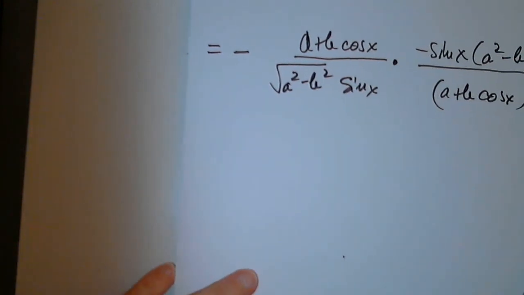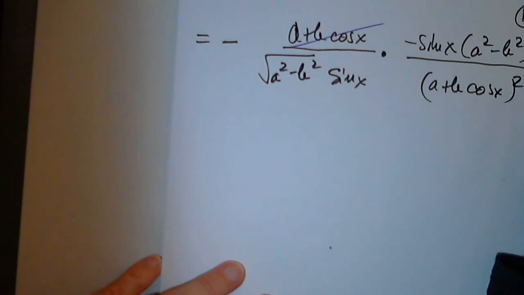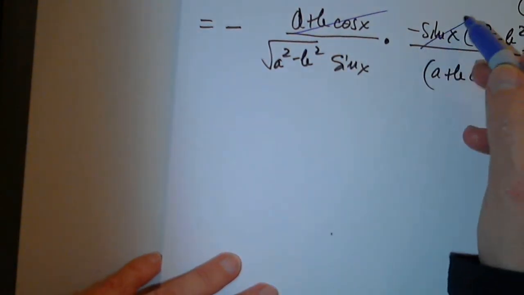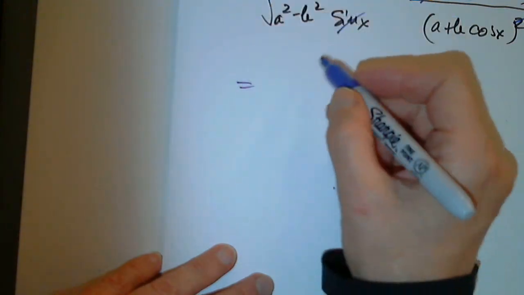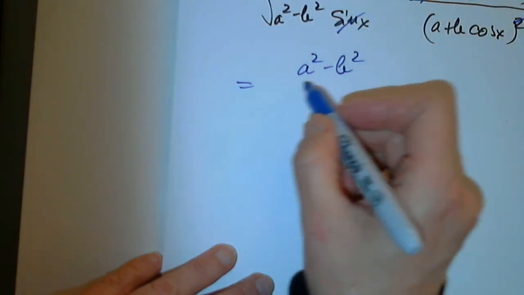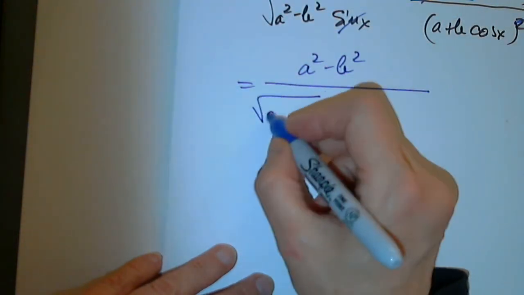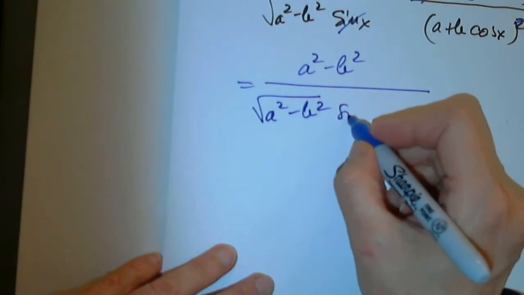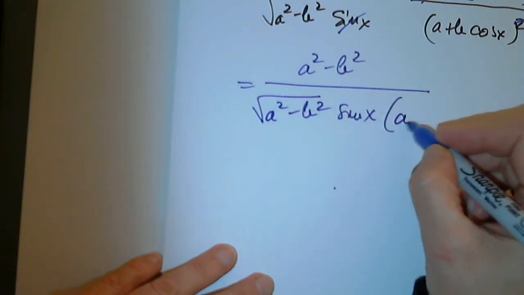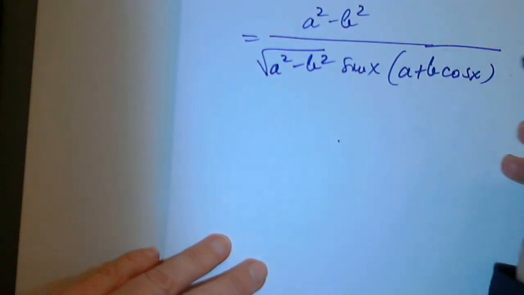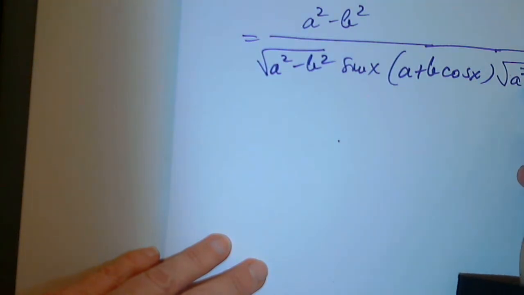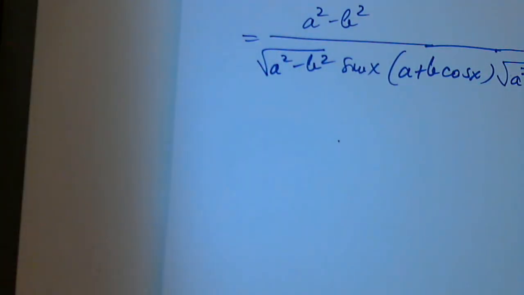And you can say, who cares? I agree. So 1 from here, a sine from here with a sine from here. So the negative with the negative. So this is a squared minus b squared. Everything over the square root of a squared minus b squared sine x, a plus b cosine x. And we prefer the square root to be at the very end. So I'm going to remove it from the beginning.